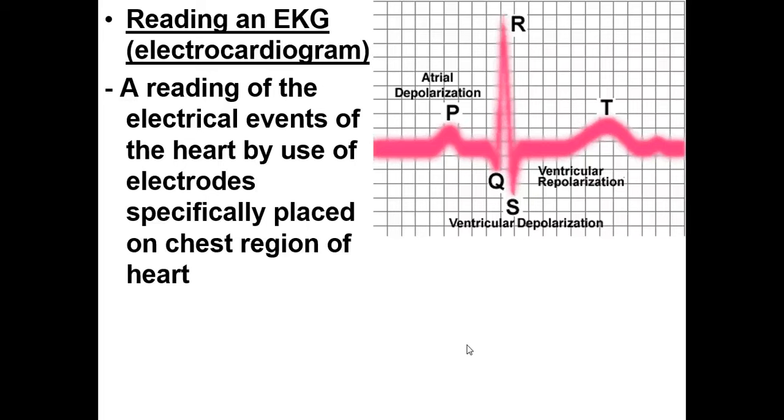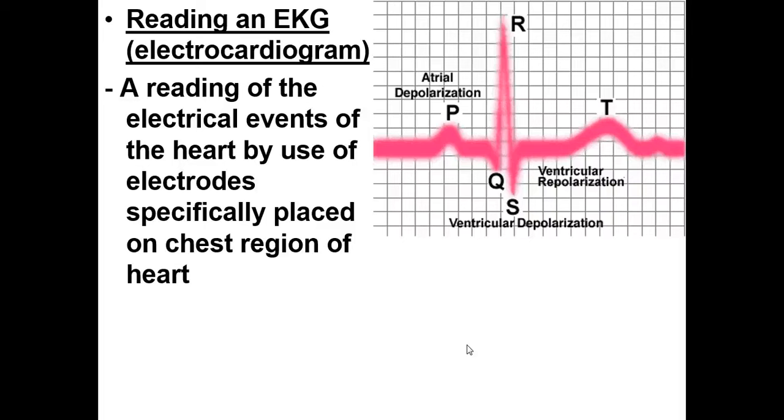An EKG is a measuring of the electrical output or electrical events of the heart using electrodes placed in specific regions of the chest around the heart so that it can pick up the electrical activities. In class I have these, but we attach them to the arm for obvious reasons. We can't be attaching things to people's chests in class.